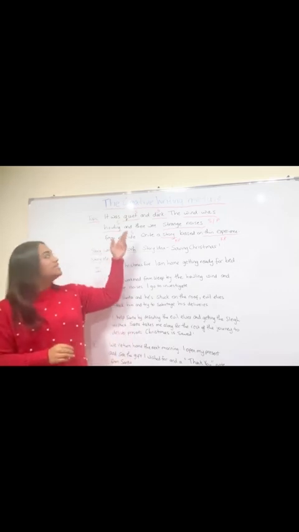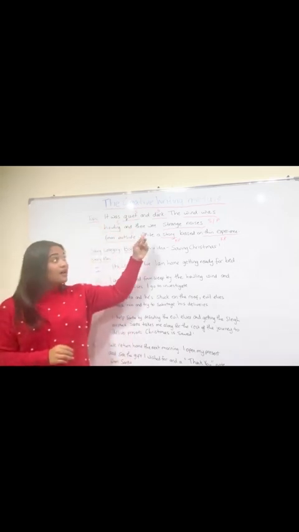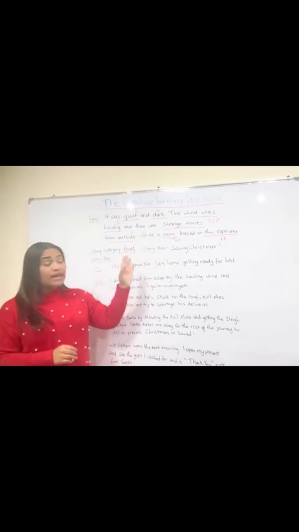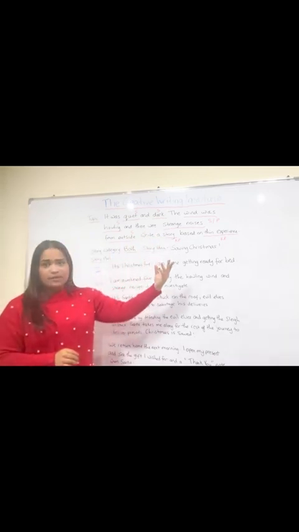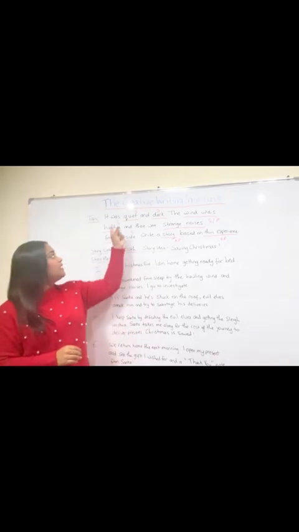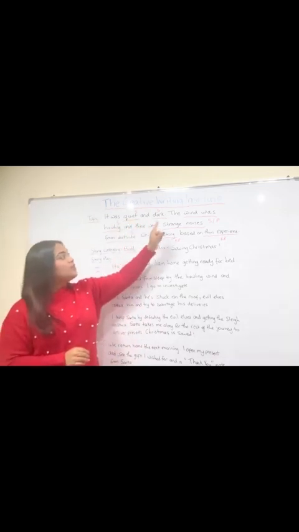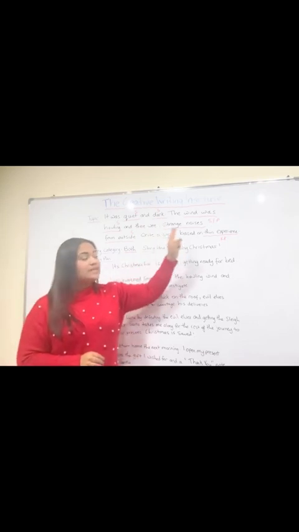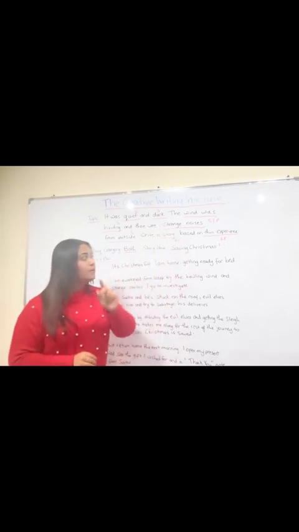So our story says, it was quiet and dark. The wind was howling and there were strange noises from outside. Write a story based on this experience. So what we would underline here would be quiet and dark, which would be setting. The wind was howling, also setting. Strange noises would be setting, as well as the problem in the story.